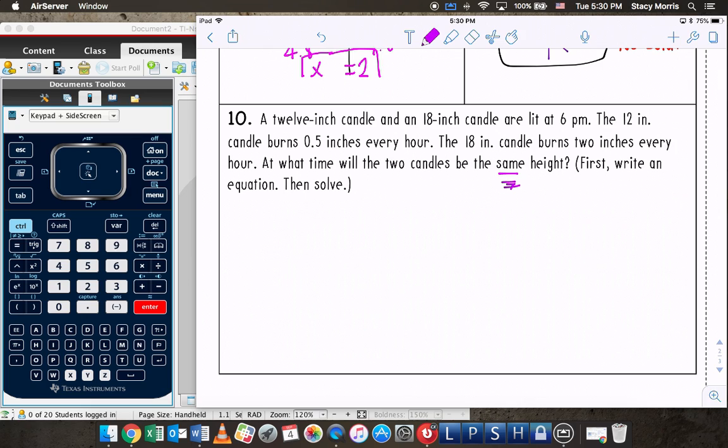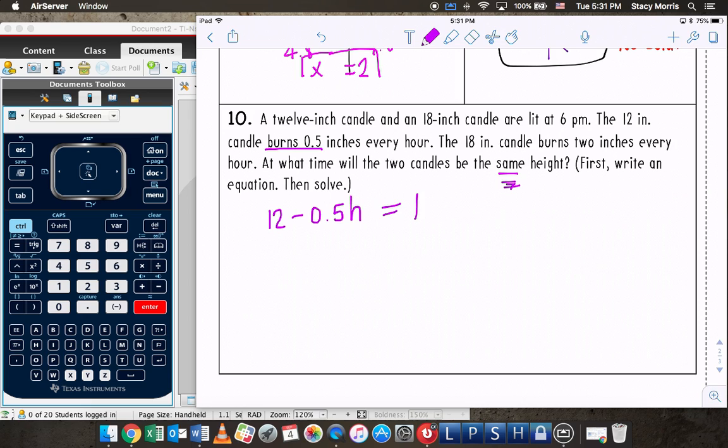That's an equal sign. So our 12-inch candle starts at 12 inches, right? So we're going to start at 12. And then if it's burning, this is really important: if you're burning a candle, the height is decreasing. So it's decreasing, so subtracting half an inch, 0.5 inches. Actually, I'm going to use H for hours. So it's 0.5 inches every hour. And we want to know when that is equal to the 18-inch candle.